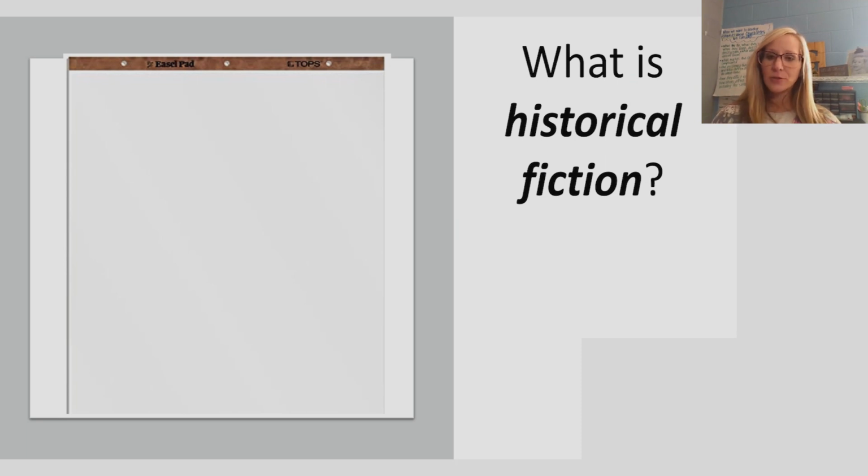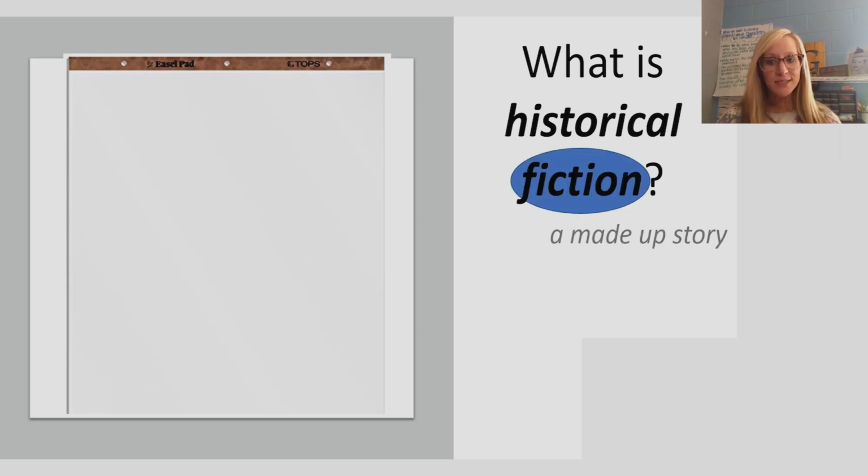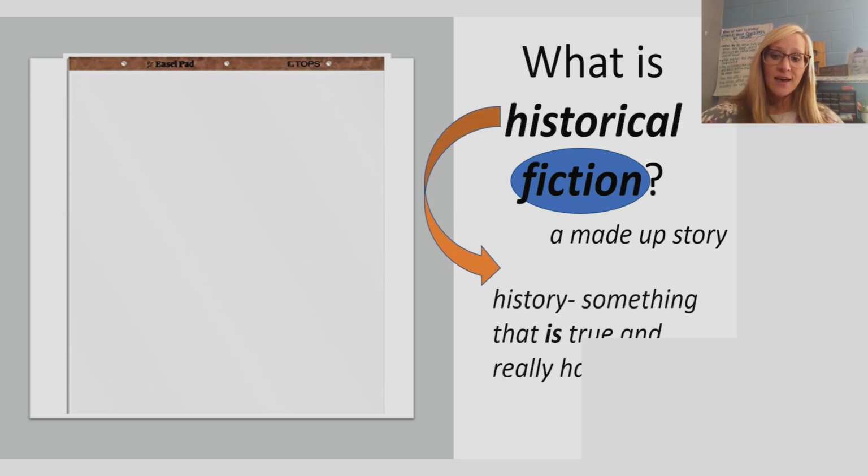Let's talk a little about historical fiction before we begin. The term itself helps us to know the meaning. The word fiction is a made-up story, while historical refers to history, which is based on something true and has really happened. As we read literature, there are certain elements of historical fiction.